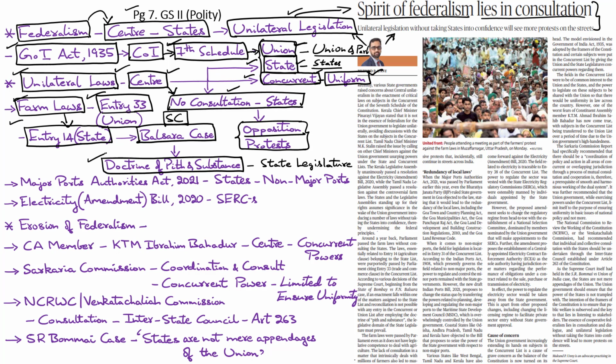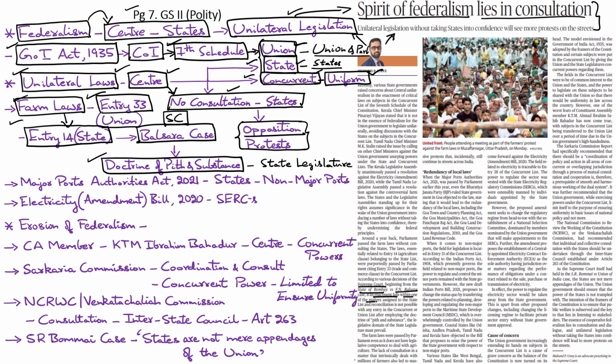The doctrine of pith and substance states that within their respective spheres, the states and the union legislatures have been made supreme, and they should not encroach upon the sphere that has been demarcated for the other. But if either the states or the center do encroach upon the jurisdiction of the other, then the courts will apply the doctrine of pith and substance. The court will check if there is any encroachment of jurisdiction, and accordingly, it might even declare the laws to be unconstitutional.